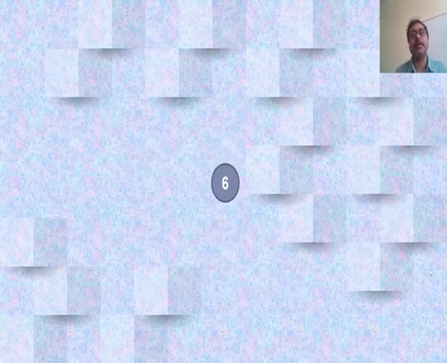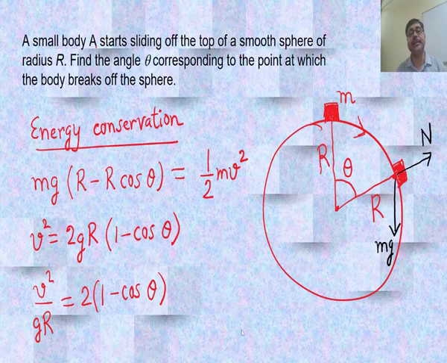Now let us start with our problem number 6. Here the problem is rather different. I have mixed the two problems that I have discussed before. Those two problems are like there is a circular motion, and also at some point the mass is leaving the surface. It is like going off the surface. So let us try to understand the problem.